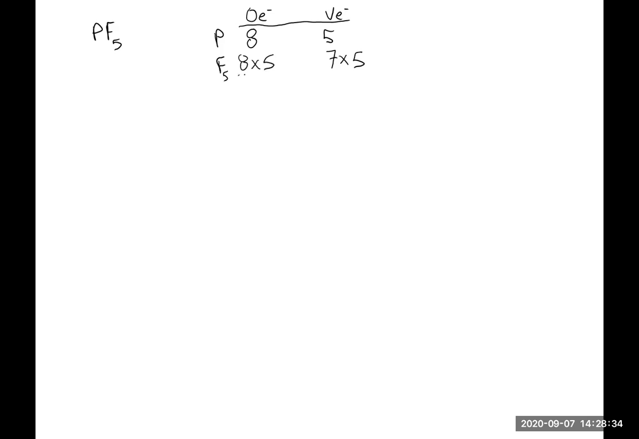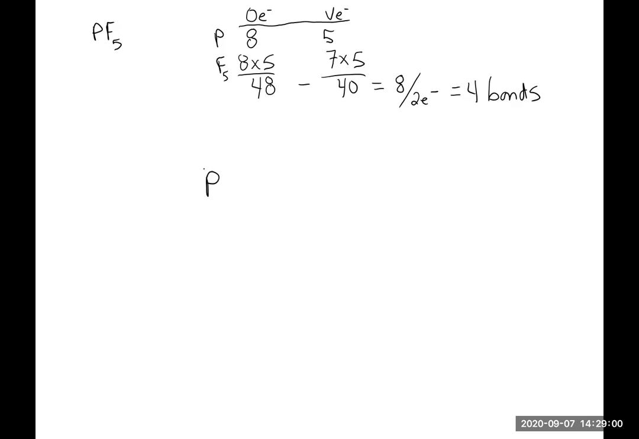And fluorine wants, of course, 8. And we have to take into account there are 5 of them. It gives us 48 here. And 40 over here. We take the difference. That is 8 divided by 2 electrons per bond. Gives us 4 bonds.